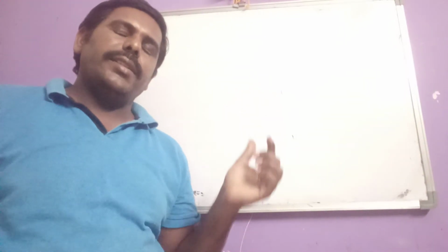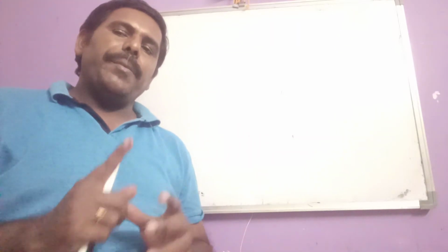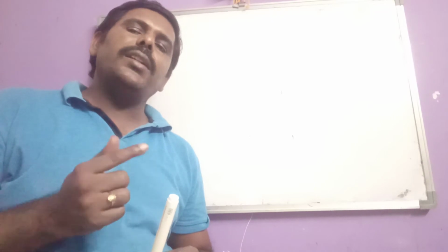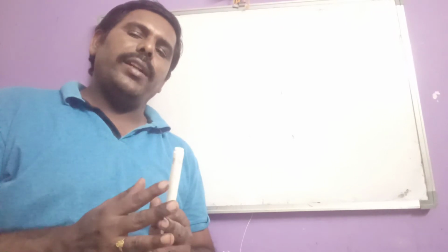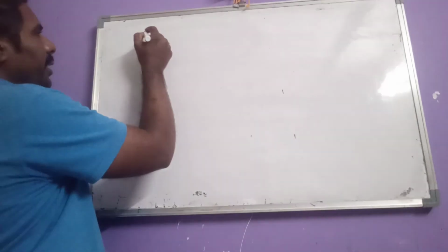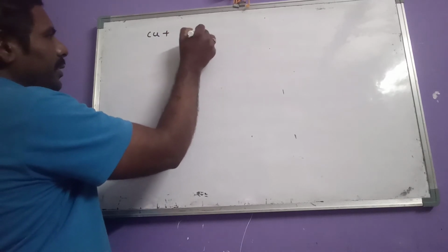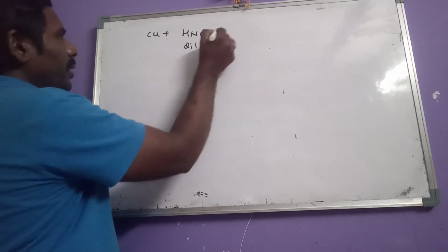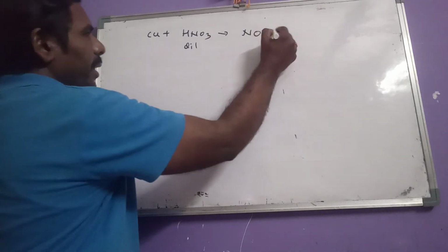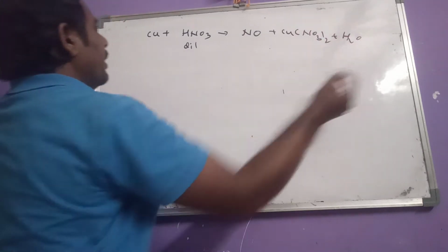So now let us see the chemical properties of HNO3. In chemical properties, first reaction with zinc and copper, most important for any competitive exams. So let us see first here reaction with copper. Copper when treated with dilute HNO3, what is the product here? Means NO. Of course, remaining products means copper nitrate and water we can get.